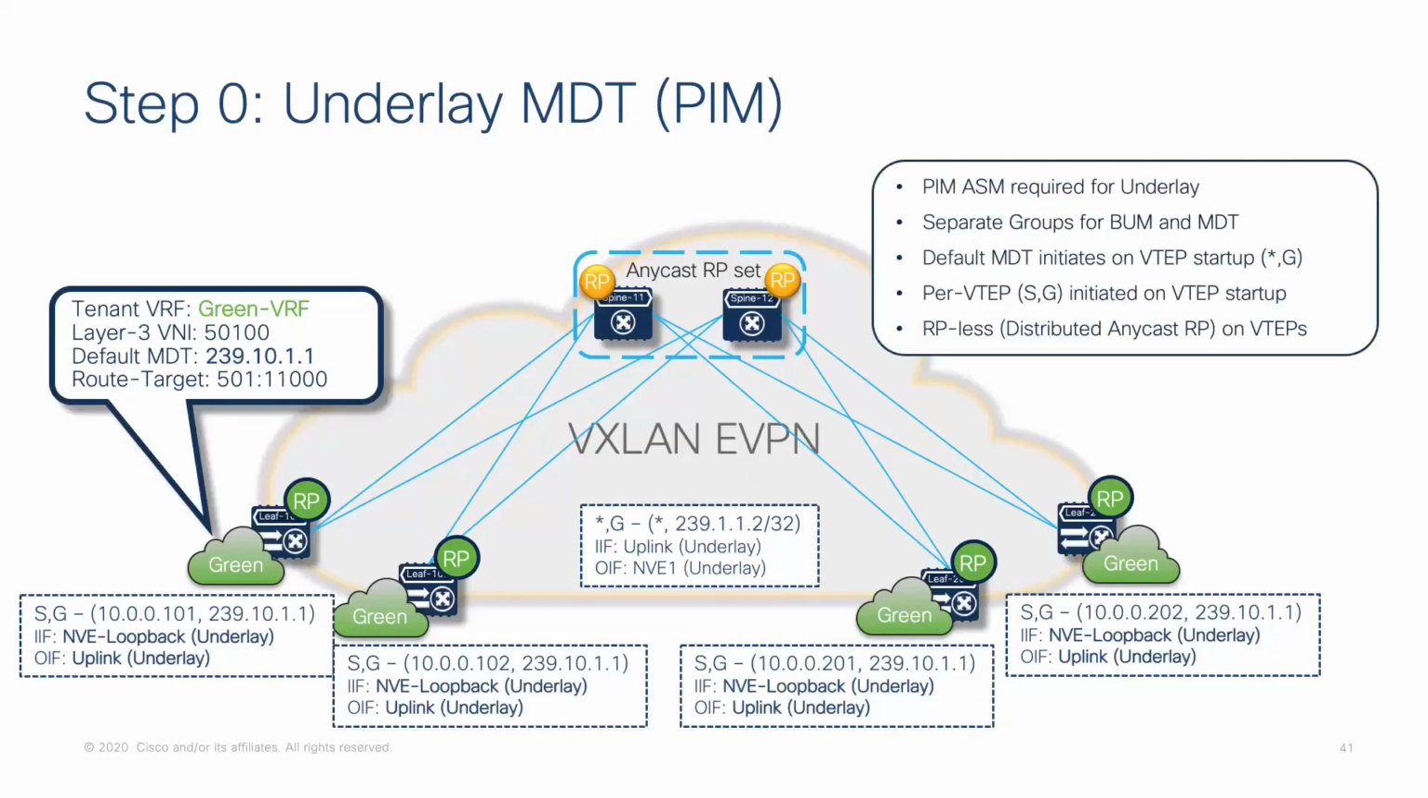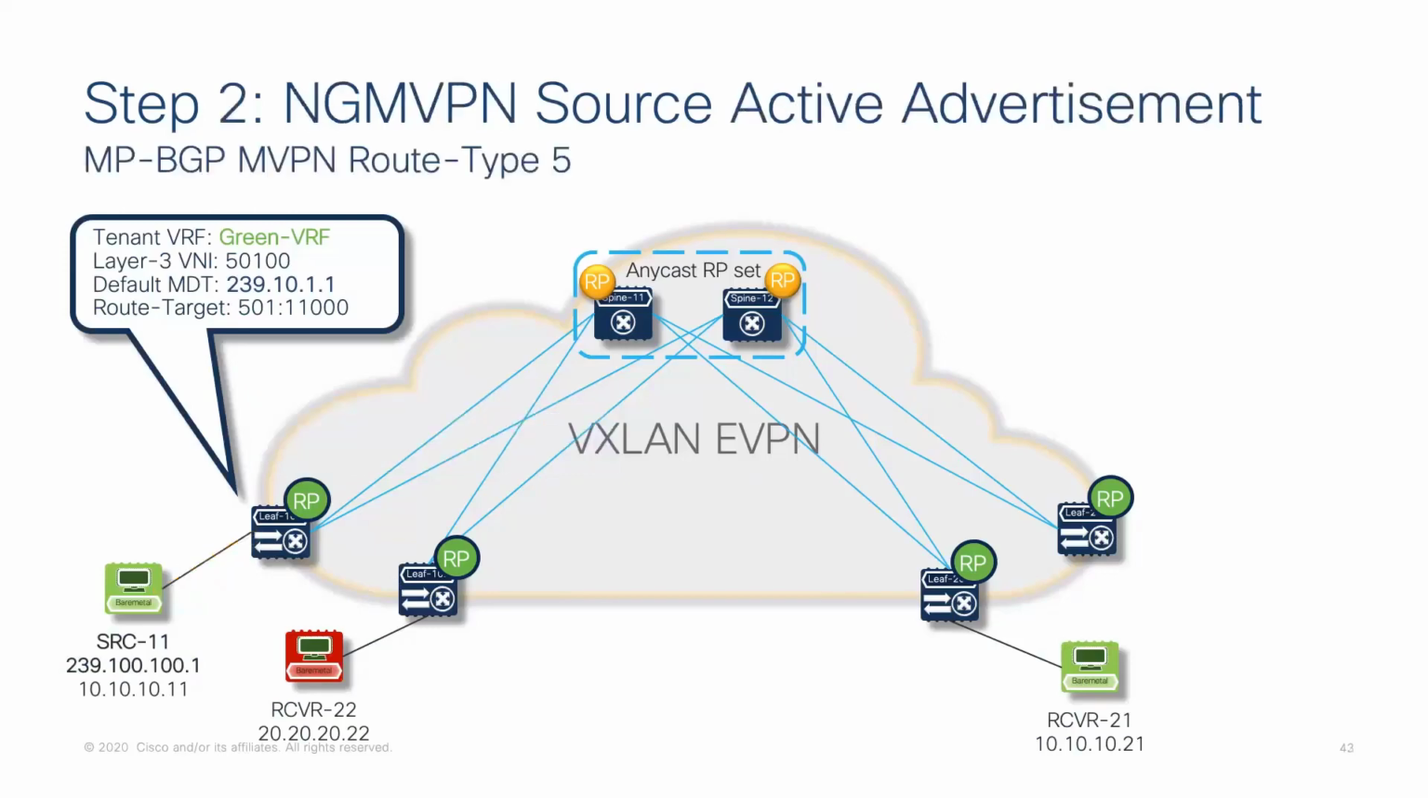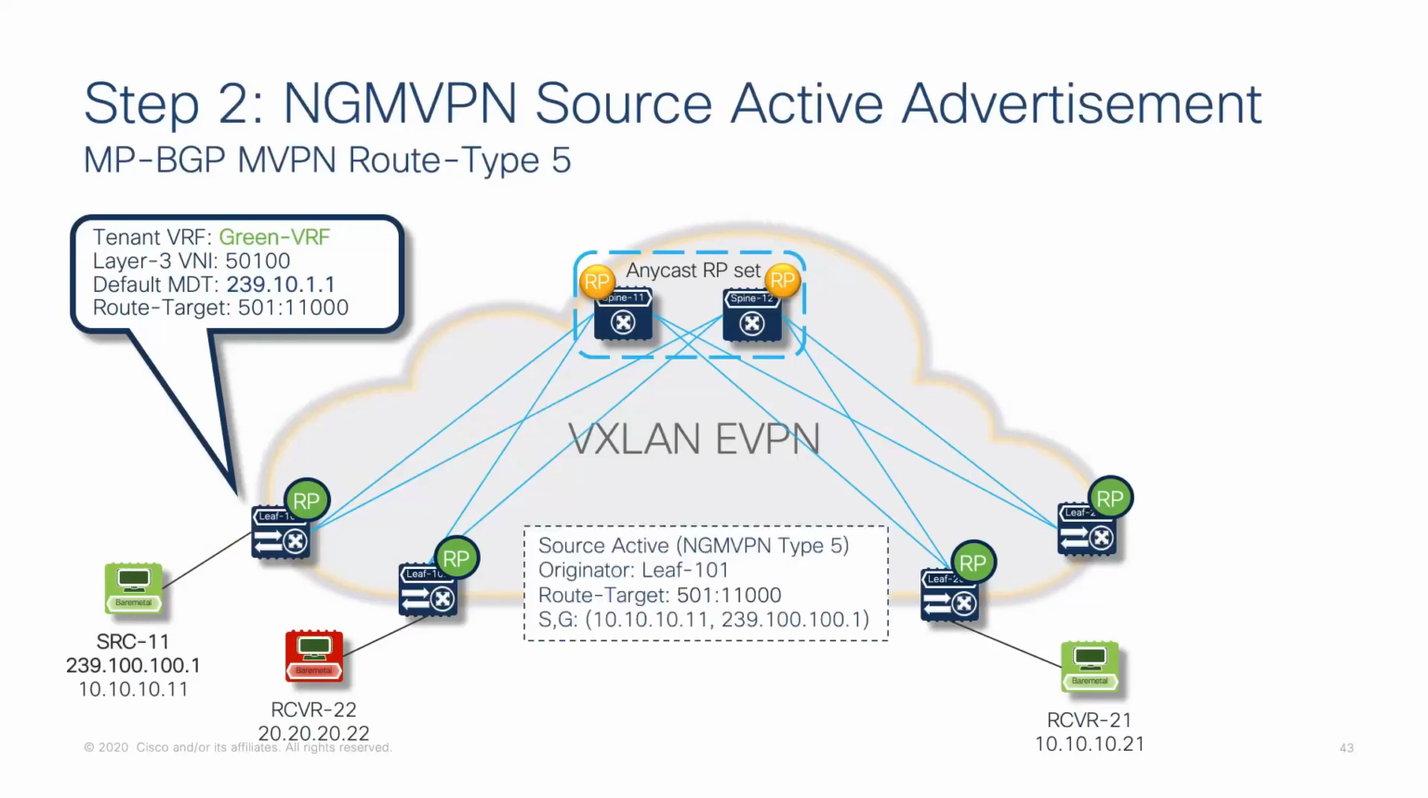The next one is a scenario where the source is there. So your multicast source is about to send traffic. What is going to happen? Well, we create an SG entry. After that, there should be a way to signal and inform everyone else that we have a potential source of traffic. We do that by making a next generation multicast VPN, or so-called MP-BGP MVPN route, which is route type 5, where we say that we have an active source, and this active source is streaming into this group.